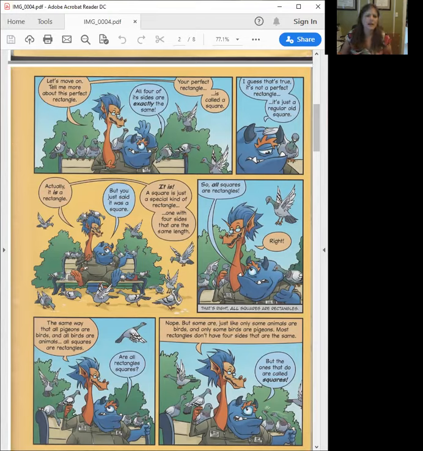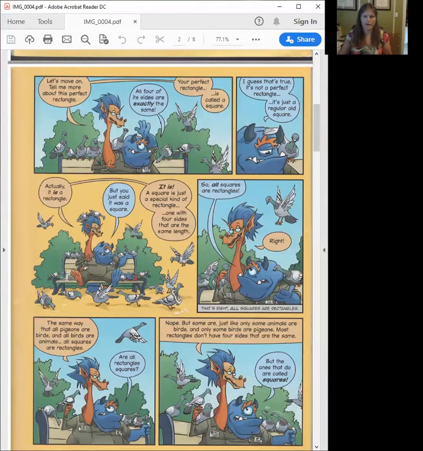All four of its sides are exactly the same. Your perfect rectangle is called a square. I guess that's true. It's not a perfect rectangle. It's just a regular old square. Actually, it is a rectangle, but you just said it was a square. It is. A square is just a special kind of rectangle, one with four sides that are the same length.